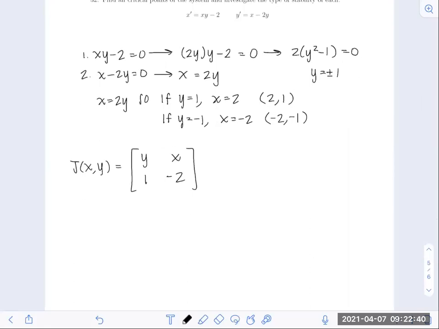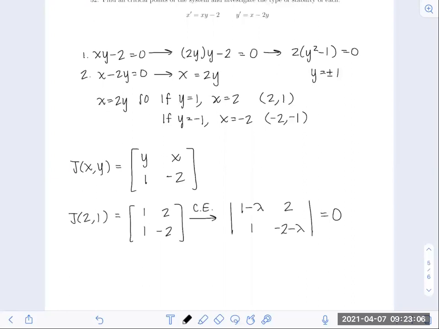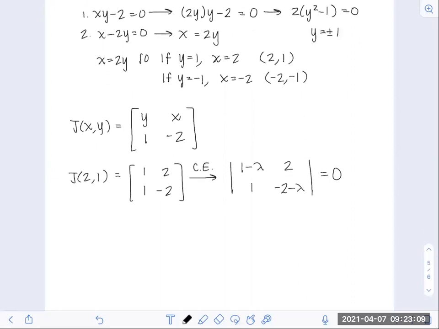Now let's go ahead and evaluate our Jacobian at each critical point. I'll begin at (2, 1). I'm getting 1, 2, 1, negative 2. And now let's go ahead and compute the characteristic equation. We get 1 minus lambda, 1, 2, and negative 2 minus lambda equals 0. Let's flush out that characteristic equation: (1 minus lambda)(negative 2 minus lambda) minus 2 equals 0.